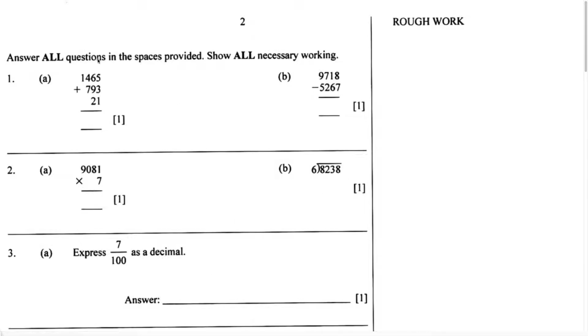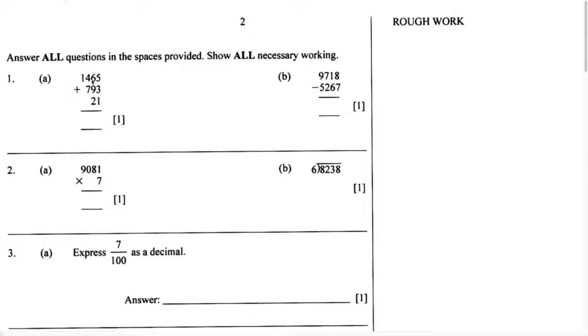Answer all questions in the spaces provided. Show all necessary working. Anytime you're taking the BJC Paper 1 Mathematics exam, the first 4 problems will always be an addition, subtraction, multiplication, and division problem. If you can add, subtract, multiply, and divide, you will always get these answers correct. Now let's do question 1 part A.